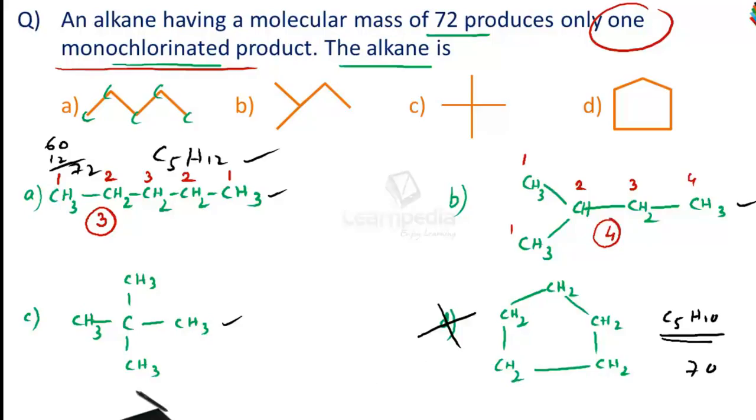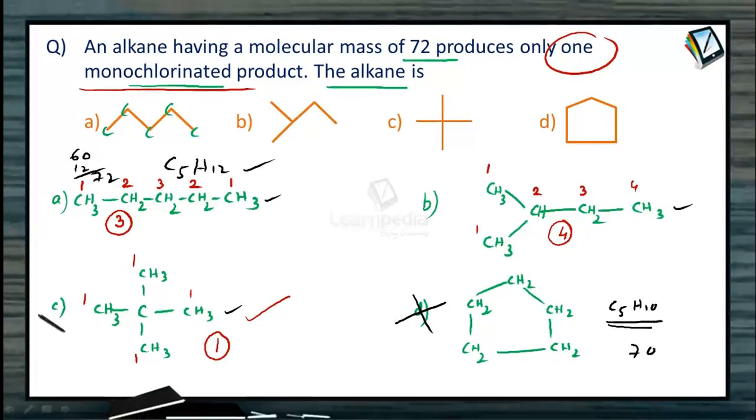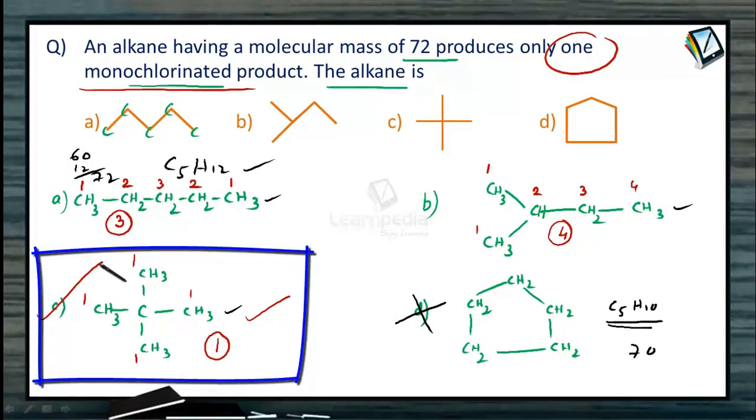Then for option C, there is no hydrogen on the central carbon and all these 4 carbon atoms are identical. So if we replace from any of these carbon, we get the same product. So for this particular structure, there is only one chance of one monochlorinated product. So the question, an alkane having a molecular mass of 72 producing only one monochlorinated product, that is option C. Is it clear?